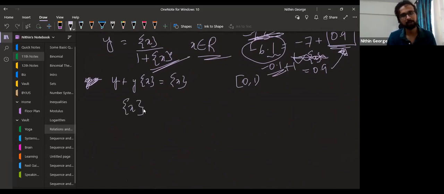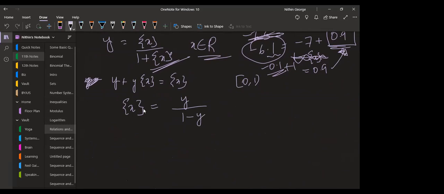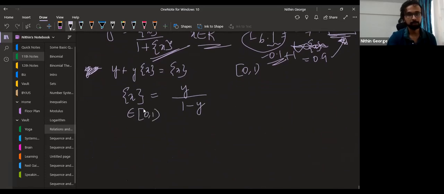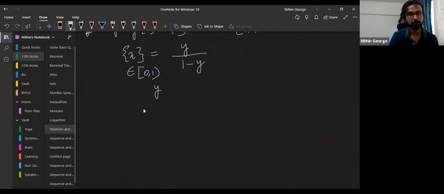If I represent fractional part of x in terms of y, this will become y by 1 minus y. Are you following? Yes, sir. Okay. Now, I know that fractional part of x is between 0 and 1. So I will write that y by 1 minus y is between 0 and 1. Got it?